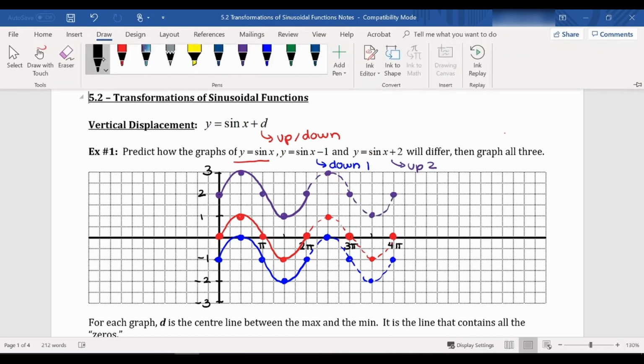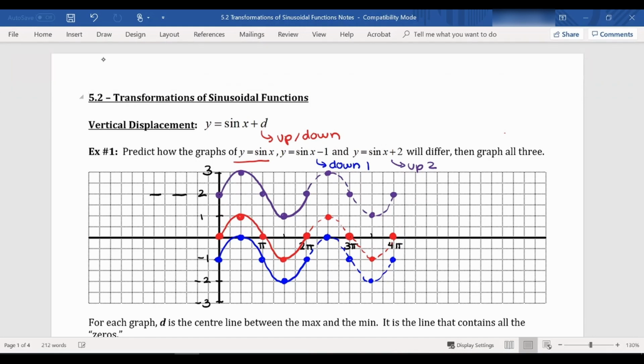So what might make this a bit easier is, for example, if I was given a graph and asked to find my displacement, it's a nice visual to be able to cut this in half horizontally. So I would draw a line down the middle horizontally here, and you can see that this line is at y equals 2, which matches my displacement in my equation. Same thing if I take a look at my blue one and draw a line through the middle horizontally, that line is at y equals -1, which was my displacement of that sine x minus 1.